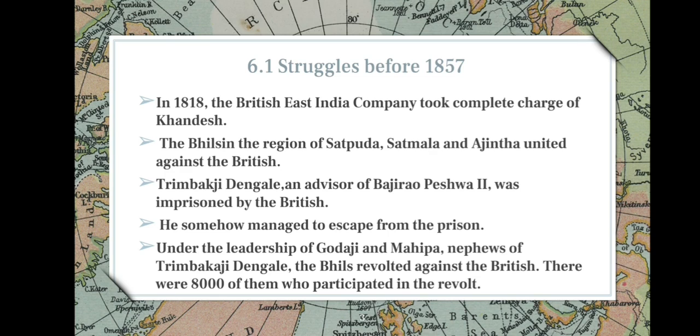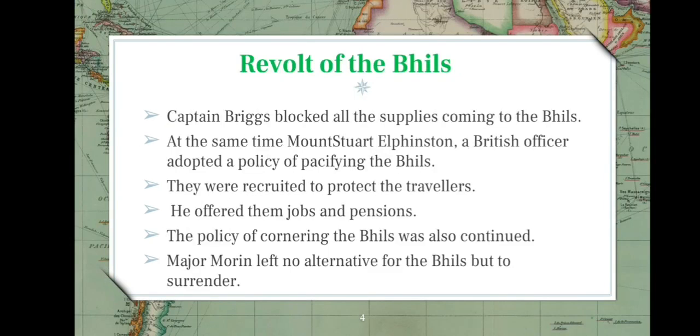Trimbakji Dengle, an advisor of Bajirao Peshwa II, was imprisoned by the British. He somehow managed to escape from the prison. Under the leadership of Godaji and Mahipa, nephew of Trimbakji, the Bhils revolted against the British. There were 8,000 of them who participated in the revolt. Then the revolt of the Bhils was started.